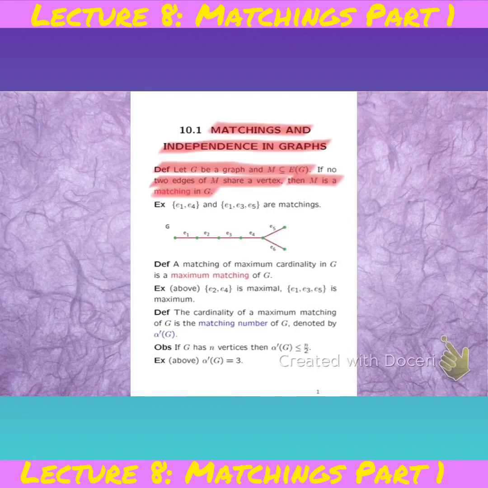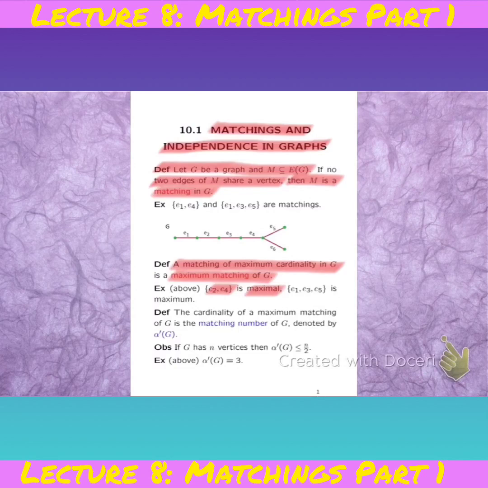Now, a matching of maximum cardinality in G is a maximum matching of G. So we look at maximizing the number of edges in the matching set to form a maximum matching. Right, now note that the set in the previous example, E2 and E4, is maximal. It is maximal with respect to the matching property.